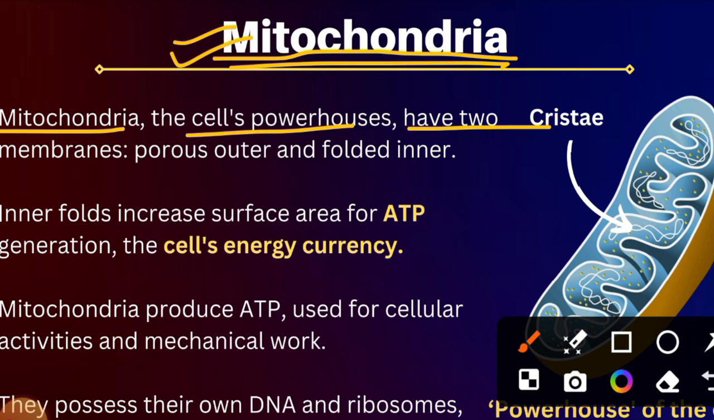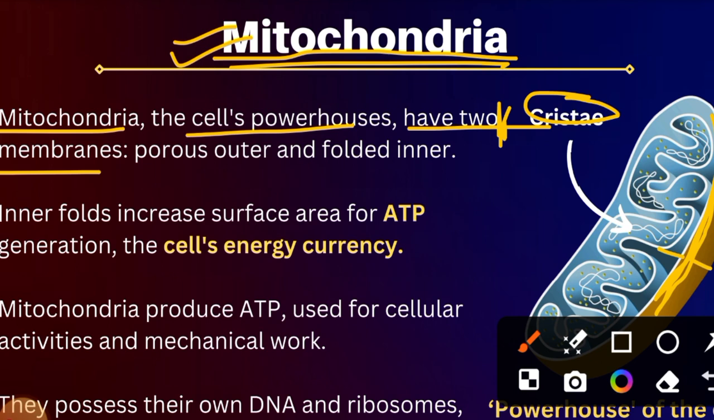It has cristae. This structure, this hollow space inside, is known as cristae. It has two membranes. It is a two-membrane-bound organelle. Two membranes are surrounding it, one this white color, one this yellow color.